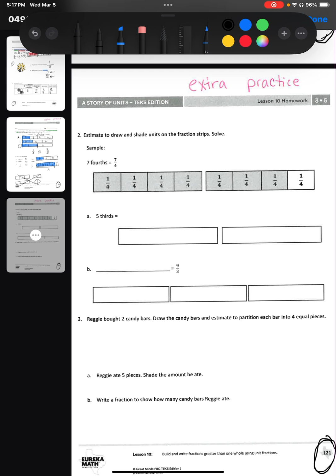This lesson introduces kids to the idea of improper fractions, which I remember learning in middle school. My middle school math teacher was Miss Terry. She was a phenomenal math teacher. And I learned this in her class.